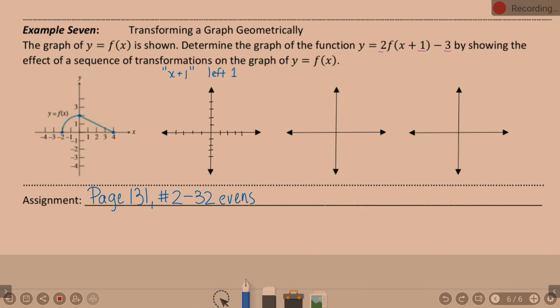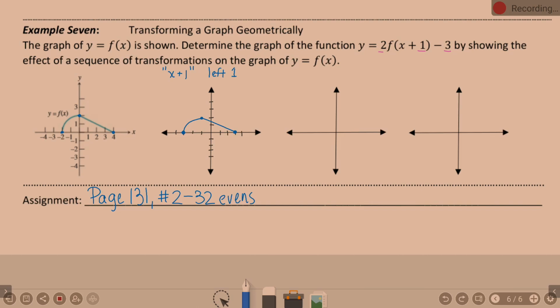Okay? So, with that in mind, if I'm going to move left 1, -2, 0 is going to move over to -3, 0. 0, 2 is going to move over to -1, 2. And 4, 0 is going to move to 3, 0. Okay? With that in mind, it's a curve between these two and a straight line between those two. Agreed. I'm not sure mine looks great, but we're going to go with it.